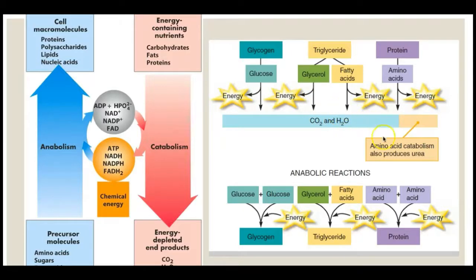Same thing here for the anabolic reactions. Glucose and glucose will produce glycogen with the help of energy. Glycerol and fatty acids will produce triglycerides with energy, and amino acids will produce protein with energy. For the catabolic pathways, glycogen will be converted into glucose, and then it will produce energy as well.